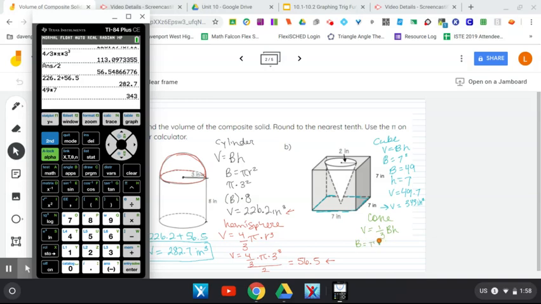So the radius of this circular base here is 2, so I'm going to do pi times 2 squared. So let's go to the calculator, type that in. So pi times 2 squared gives you a base area of 12.56637061. All right, now you want to multiply that base area by the height of the cone.